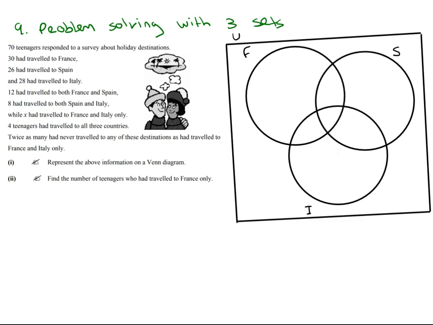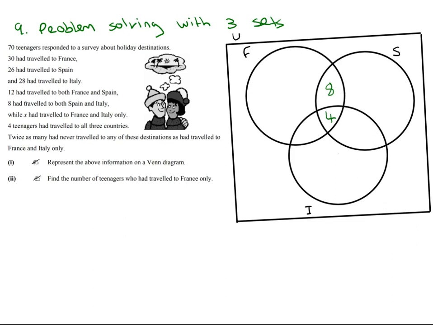Looking at the information there, 4 teenagers had travelled to all 3 countries. So you can put 4 in the middle. Start from the middle where possible and work outwards. 12 had travelled to France and Spain, but because it doesn't mention the 4 here, it doesn't say France and Spain only, that means it'll be 12 minus 4, which is 8.